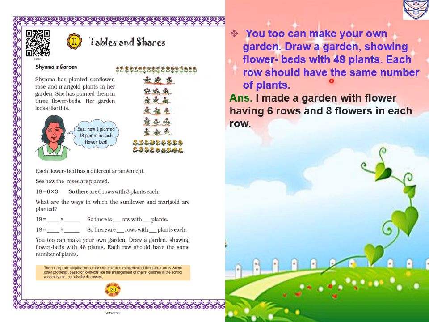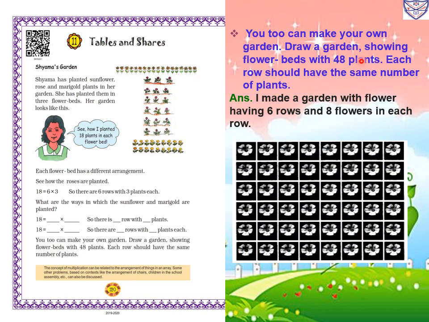So I made a garden with flowers having 6 rows and 8 flowers in each row. Okay, how many rows have we made? 6 rows, and in each row how many flowers are there? 8. So 6 eights are 48 plants. So we have to make a flower bed of 48 plants. This way we will make the flower bed.